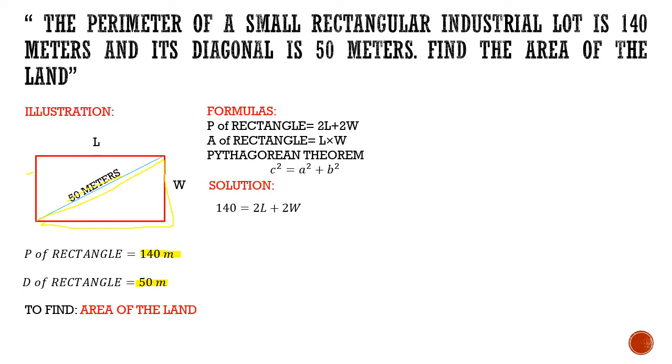So, for our solution, yun nga, perimeter ng rectangle is equal siya sa 140 is equal sa 2 length plus 2 width. So, as we all know that is divisible by 2, so let's divide it by 2, and we got 70 is equal to length plus width. So, equate lang natin yan kay length to have our first equation.